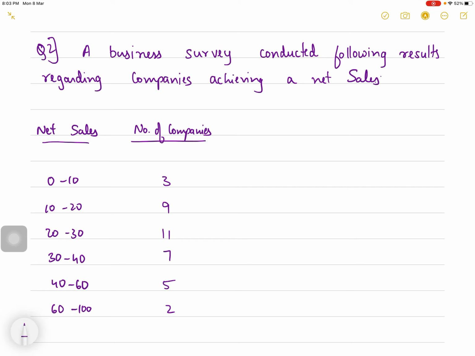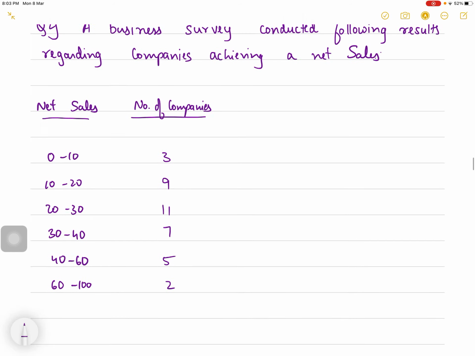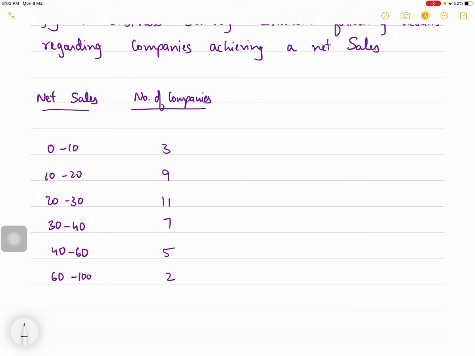A business survey conducted gave the following results regarding companies achieving net sales. Net sales are given as 0 to 10, 10 to 20, 20 to 30, 30 to 40, 40 to 60 and 60 to 100. The frequencies are 3, 9, 11, 7, 5 and 2.